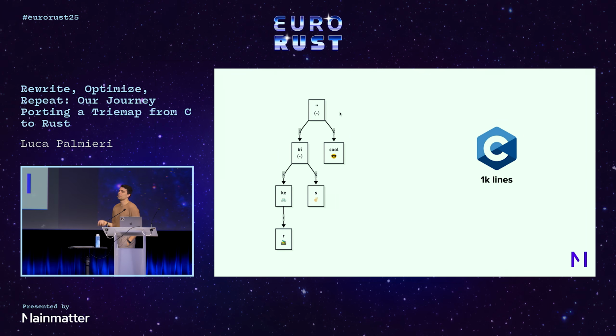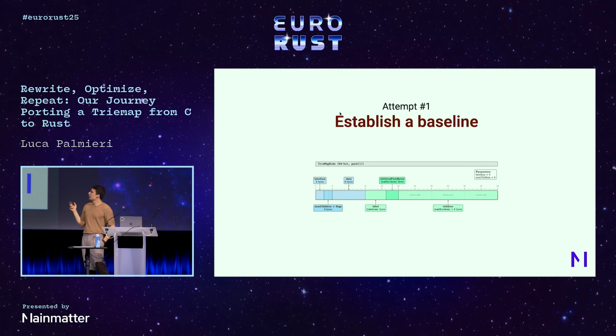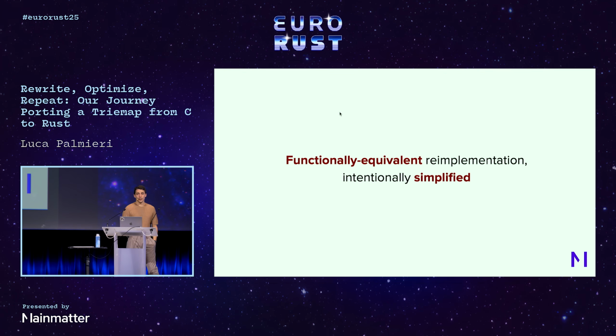Well, we thought that was going to be a bad idea. So we decided to do something different. We decided to establish a baseline. A baseline in this context is a functionally equivalent reimplementation. So it's a TrieMap that quacks and behaves exactly how you would expect the C TrieMap to behave, but its internals have been intentionally simplified. So we're not trying to squeeze the last ounce of performance, we're just focused on correctness.